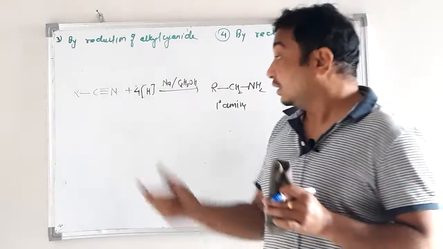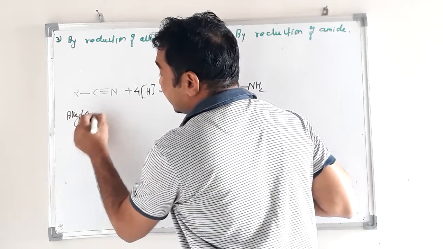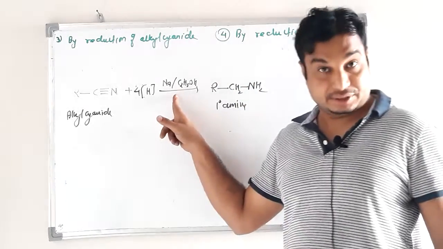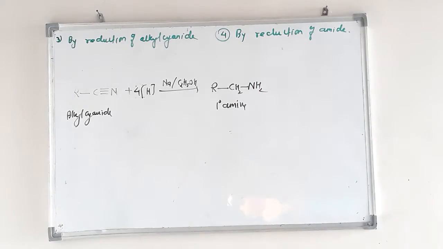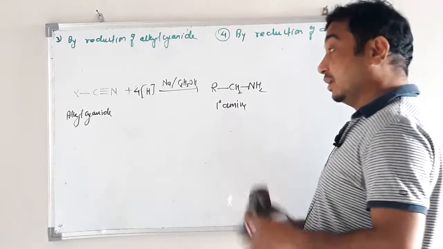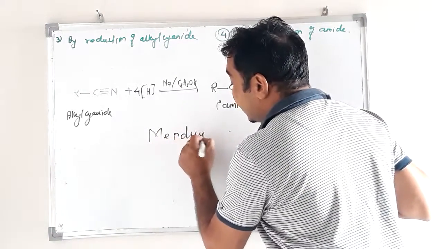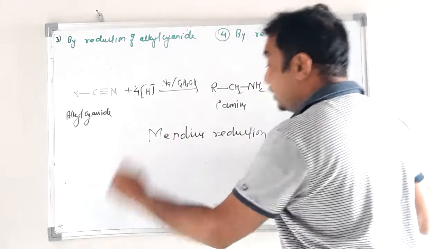What we have to do? This is alkyl cyanide. The alkyl cyanide molecule is treated with a reducing agent like sodium in presence of ethanol. Then alkyl cyanide gets converted into primary amine. This reaction is also known as Mendius reduction. Remember the name, Mendius reduction.